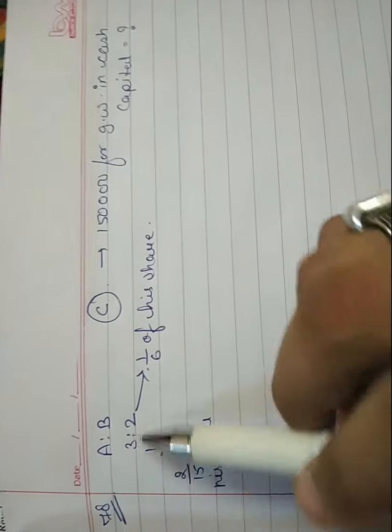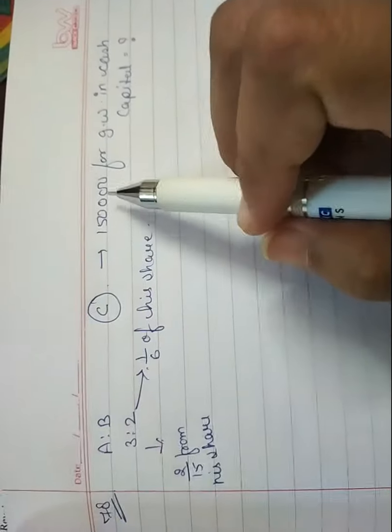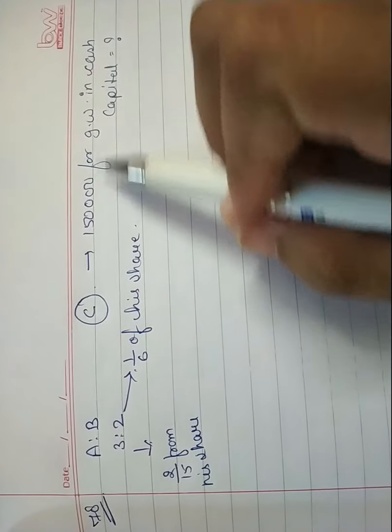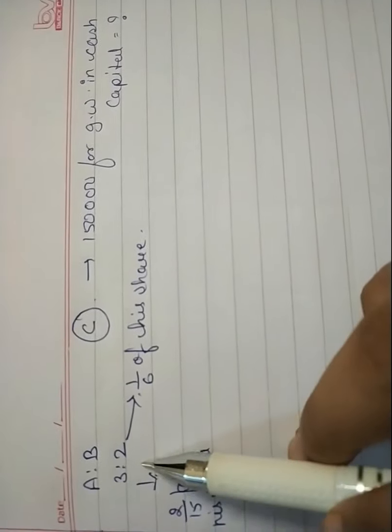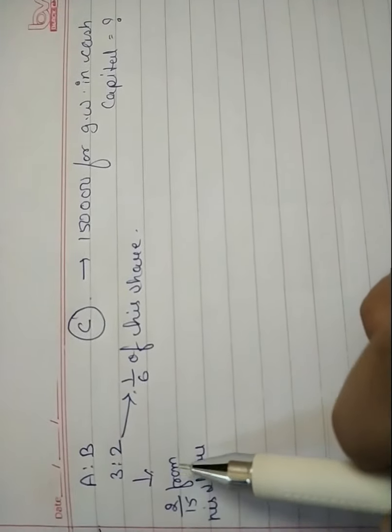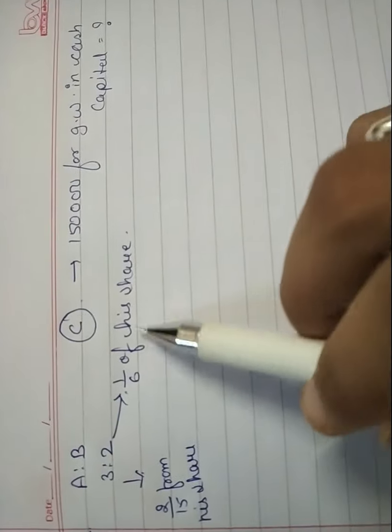The question is: A and B are partners in 3:2. C is coming and he is bringing 1,50,000 as his share of goodwill in cash. A sacrifices 2/15th part from his share and B sacrifices 1/6 of his share.